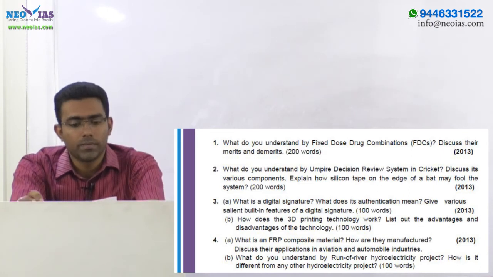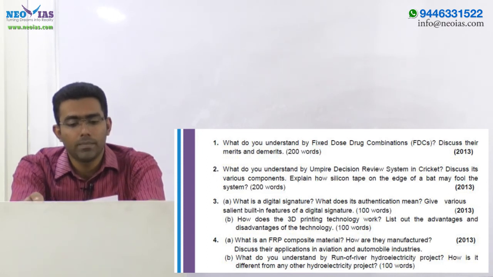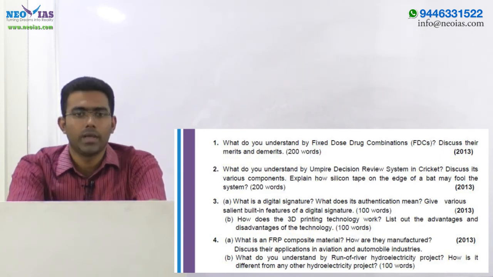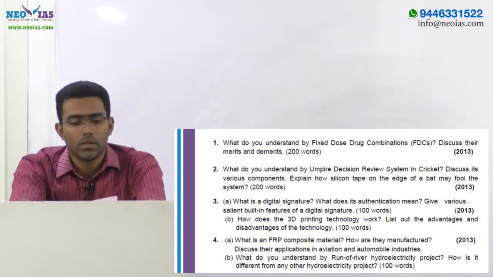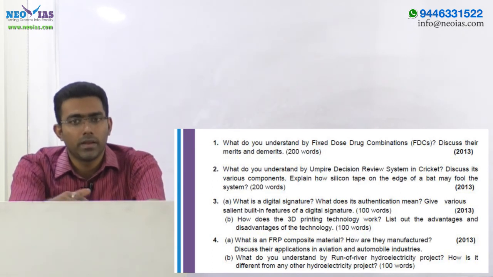Coming to the third question: what is a digital signature? What does its authentication mean? Give various salient built-in features of a digital signature. It again is a development in the field of information technology. We have covered it in our modules. The other one: how does 3D printing technology work? List out the advantages and disadvantages of this technology. This again is another development in science and technology, that is 3D printing.